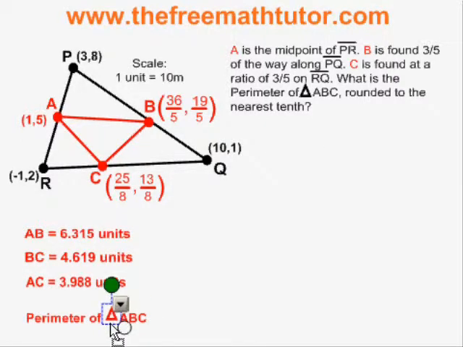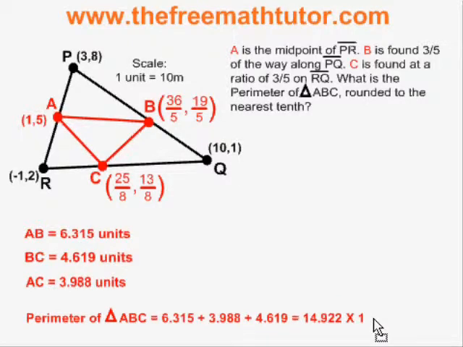It's time to find the perimeter of triangle ABC, which I will find simply by adding together the 3 distances I found with my distance formulas. When I do that, I get 14.922, again if rounded to the nearest thousandth. But because there is a scale of 1 unit is equal to 10 meters in this drawing, I have to multiply by the scale. And my result is the perimeter of triangle ABC is 149.2 meters if rounded to the nearest tenth.